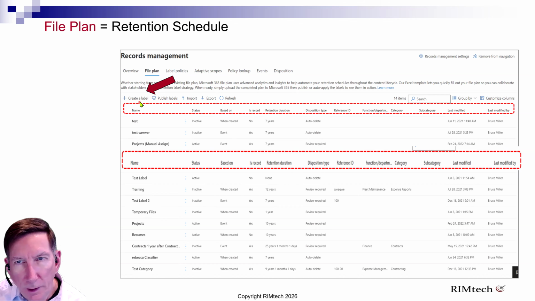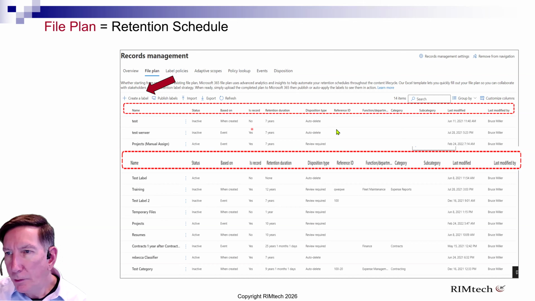Not here, okay? If you want to add a new category, you have to create a label. So each row in the file plan is a label, which in turn is a records category: a business activity, which is a name, and then the retention rule, a three-part rule.